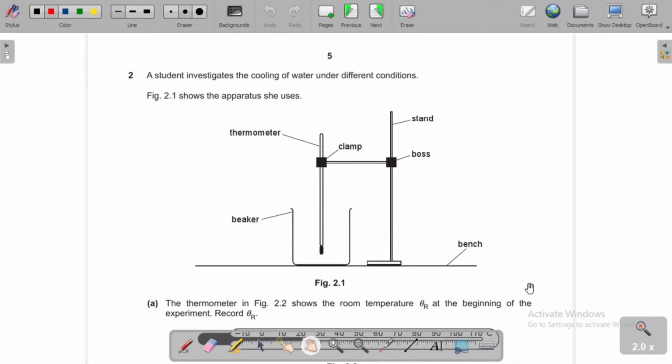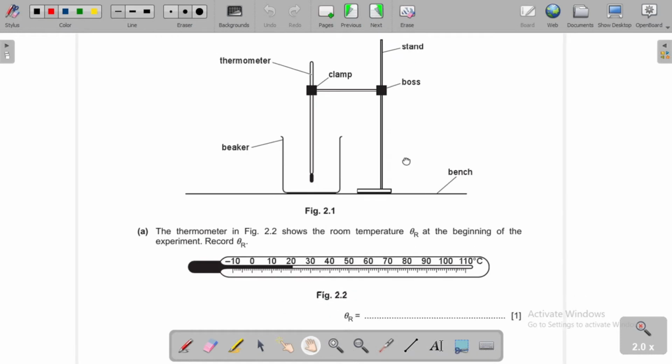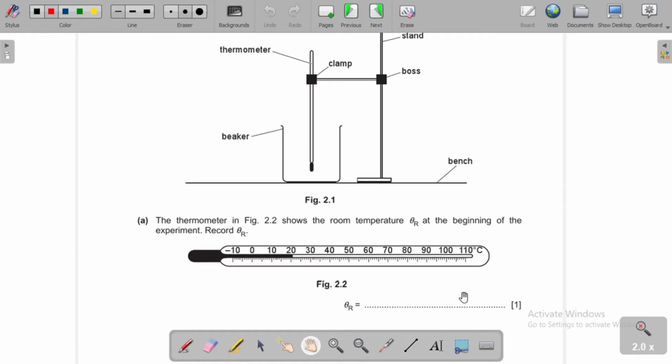A student investigates the cooling of water under different conditions. Figure 2.1 shows the apparatus she uses. You can see the apparatus here. The thermometer in figure 2.2 shows the room temperature theta R at the beginning of the experiment. Record theta R. Let's see what the thermometer is reading.